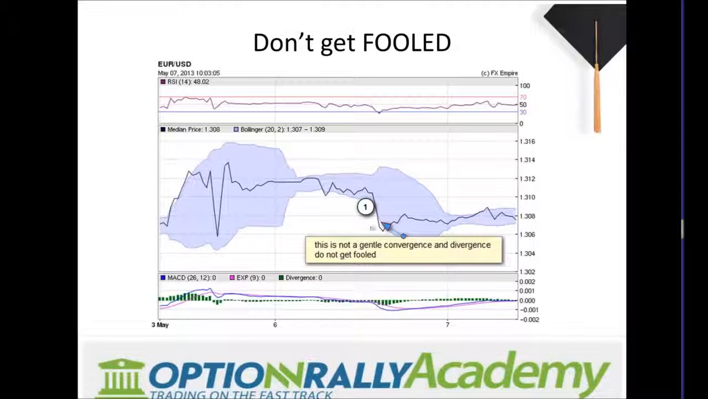So again here, this is not gentle. Here we can see this is on Euro US dollar on May the 7th. The dollar violently pushed down the euro. It broke right through. Even though it laid on it, it didn't really lay on it. It actually pushed right through there. It only came out for a very short period of time, and it was erratic and hard. So this gave you a convergence and a divergence, but this was not gentle. It can easily fool you if you try to push it too hard.